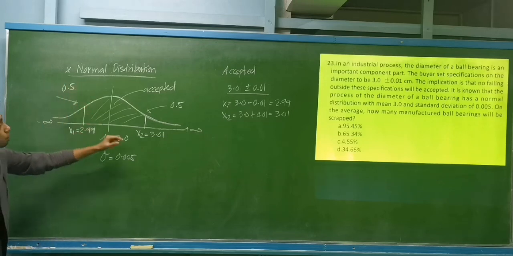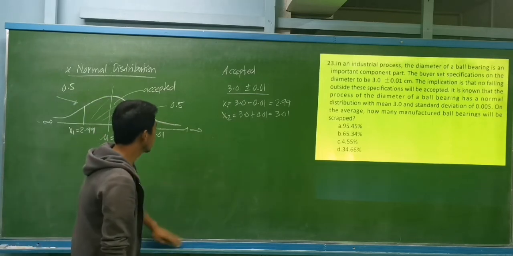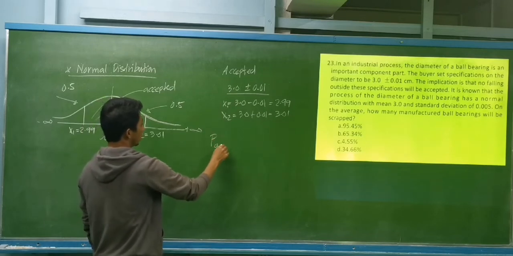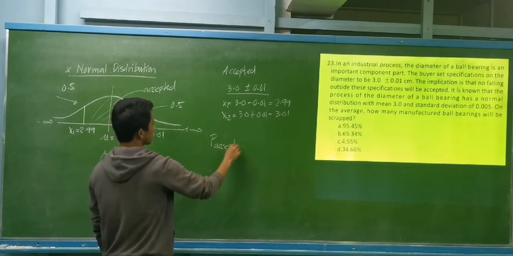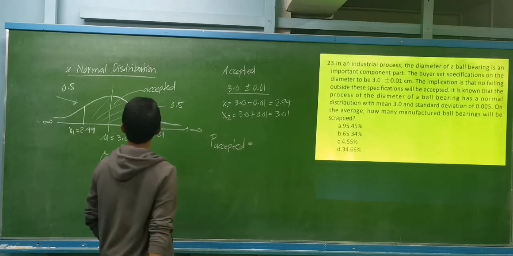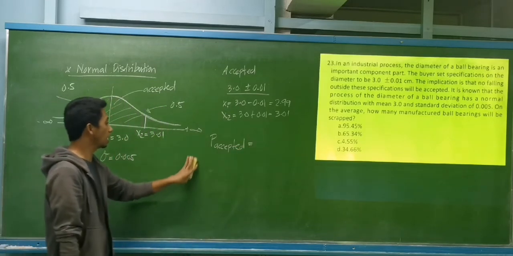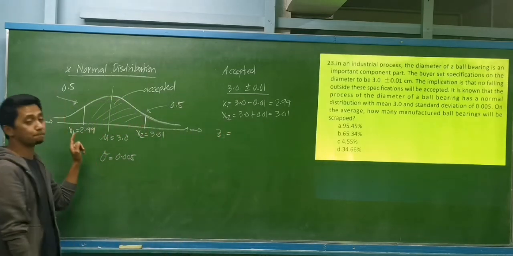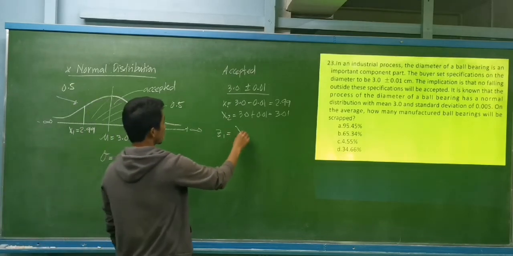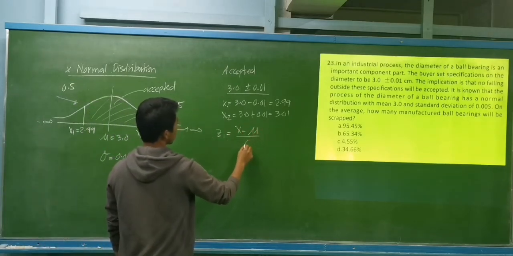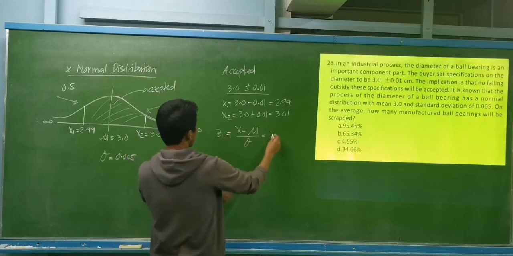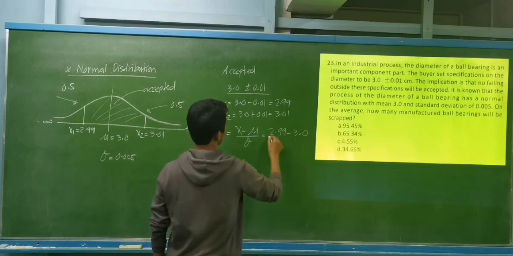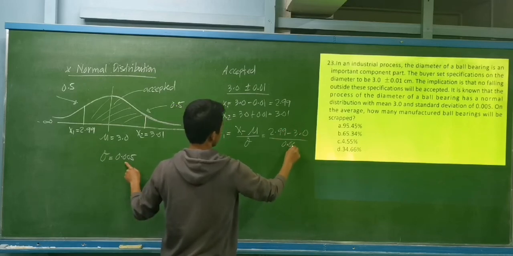So, how do we get the probability of accepted? We will use the stat mode of the calculator. This is the probability of accepted. I will use Q later, but first I need the equivalent Z values. The equivalent of Z1 for X1: the value of Z is X1 minus mu divided by the standard deviation. This X1 of ours is 2.99 minus 3.0 divided by 0.005.